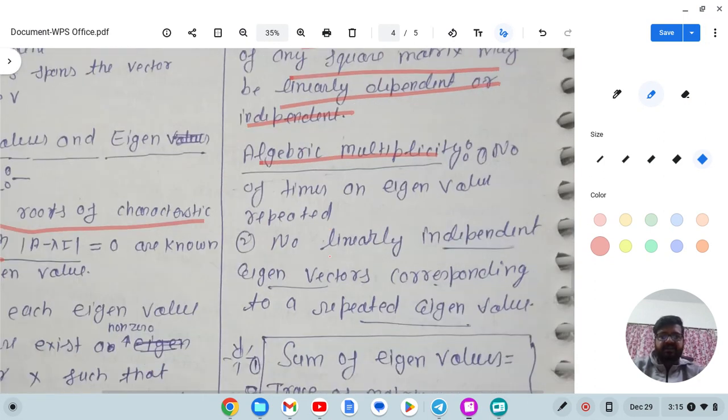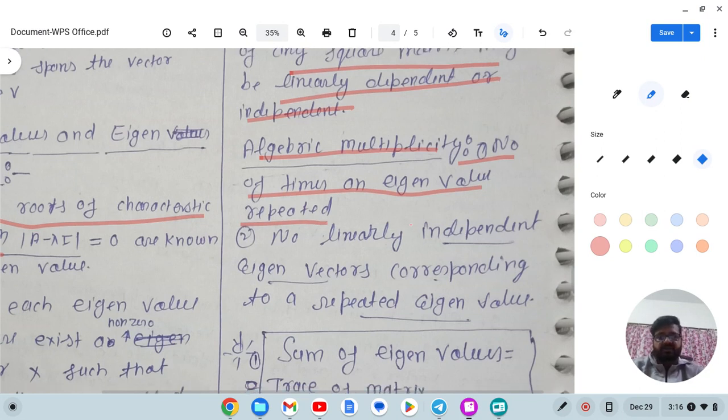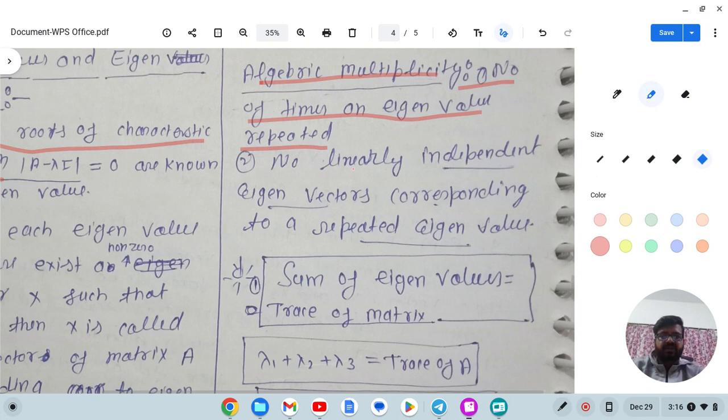Algebraic multiplicity is the number of times an eigenvalue is repeated. If an eigenvalue is repeated 2 times, then the algebraic multiplicity is 2. If an eigenvalue comes 3 times, then the algebraic multiplicity is 3. Number of linearly independent eigenvectors corresponding to a repeated eigenvalue. This is a very good point.